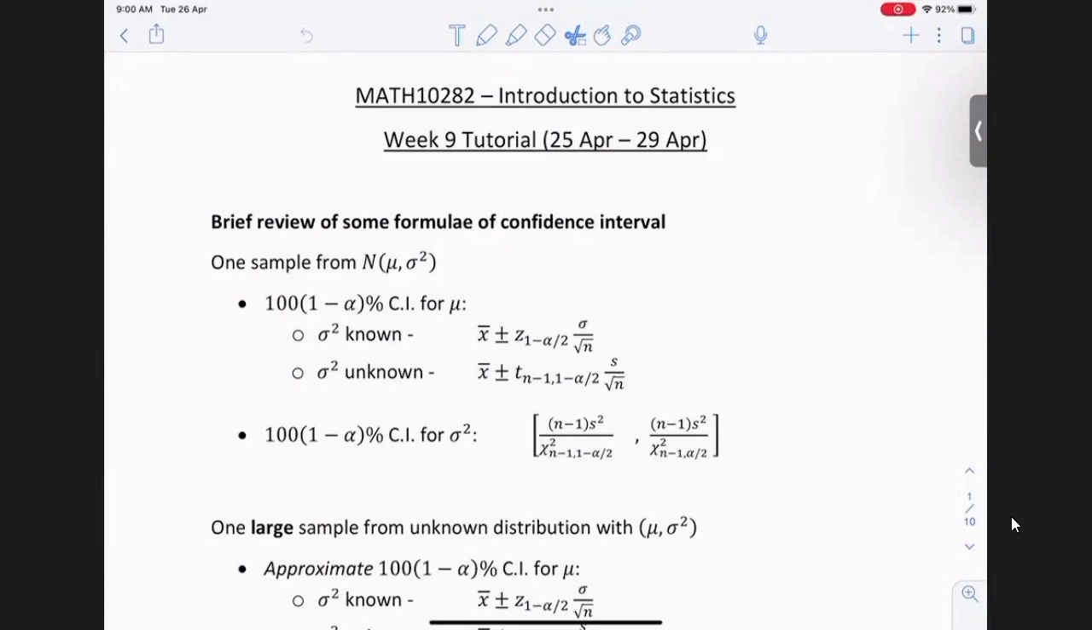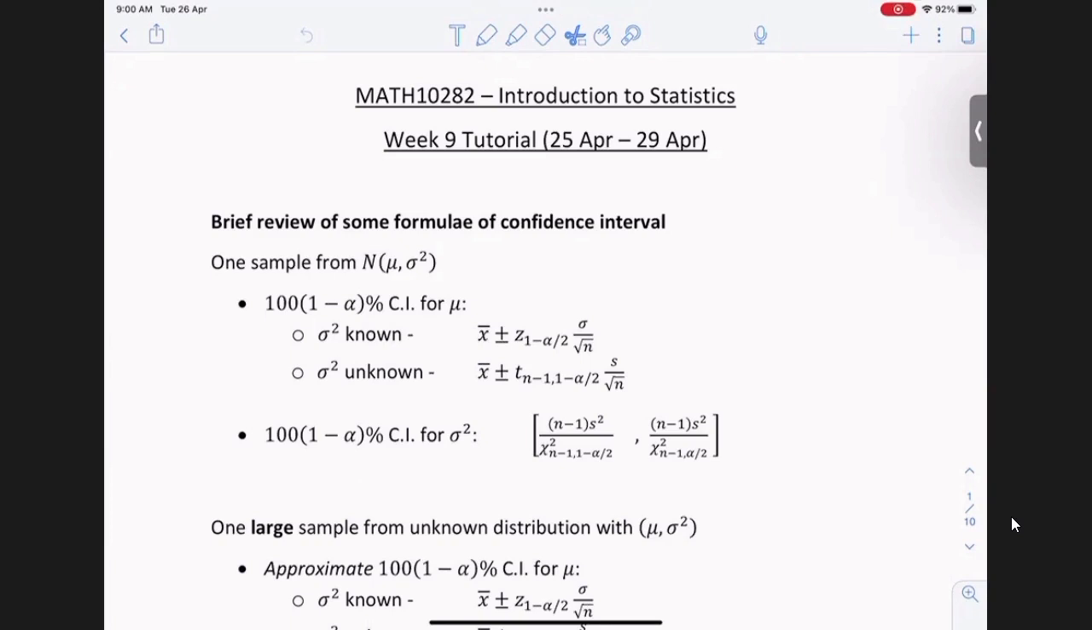Because it's been almost a week since your last class, I would like to give you a review or overview of what you have just learned right before the break. You may treat this as just a summary of those formulas that you've learned so far about how we can calculate the confidence interval under different scenarios.